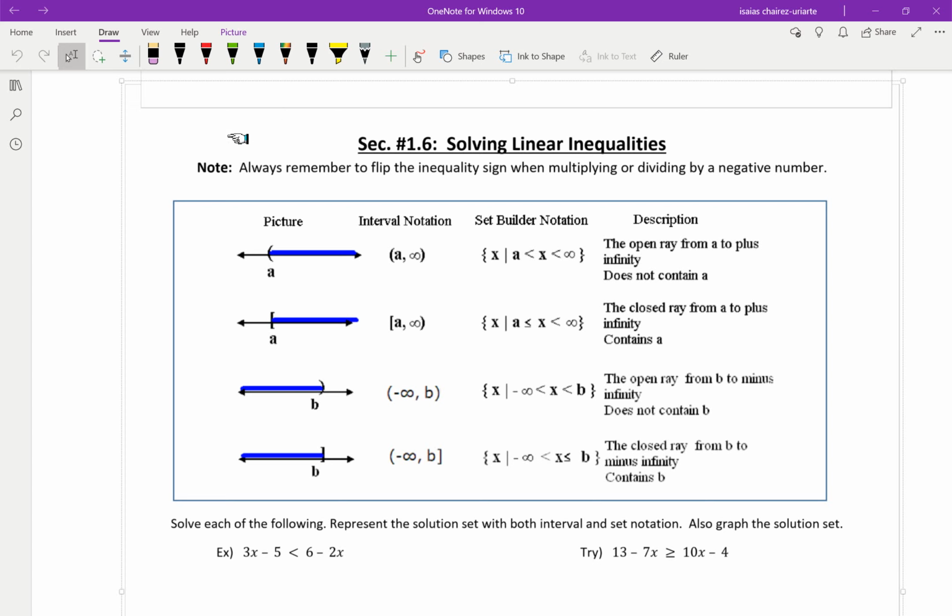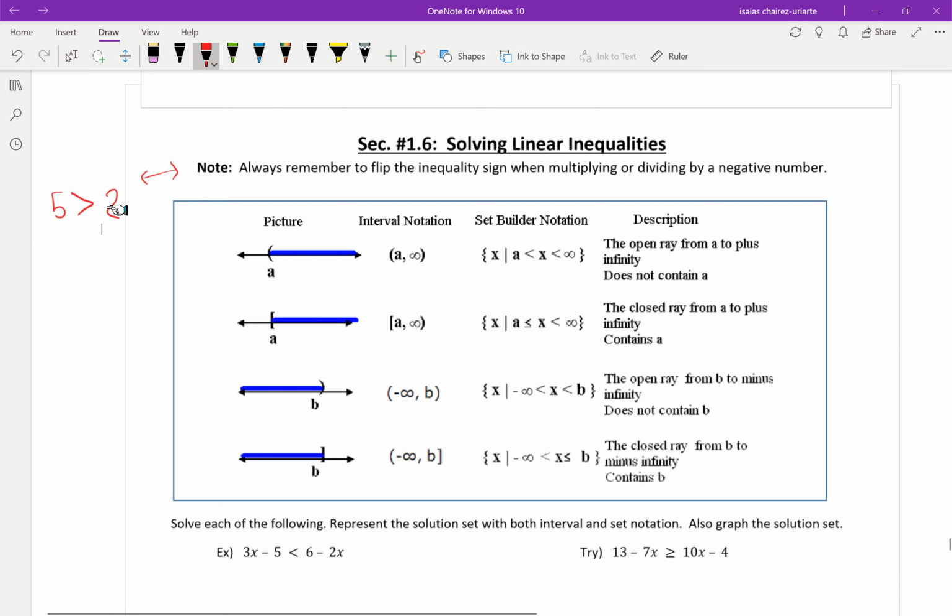Okay. So the first little warning that we have here is to always remember to flip the inequality sign when multiplying or dividing by a negative number. And why is that? Well, let's just think about a simple little example. Imagine that I had something like 5 is larger than 2. I mean, that's obviously true. So this is saying that 5 is greater than 2.